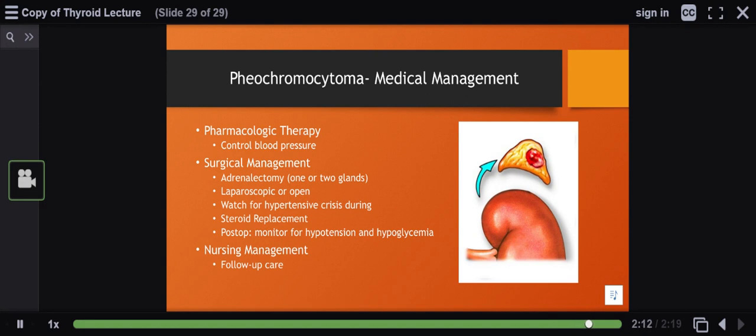Oftentimes, these clients have urine or blood levels rechecked a few days after surgery to determine the success of the surgery.